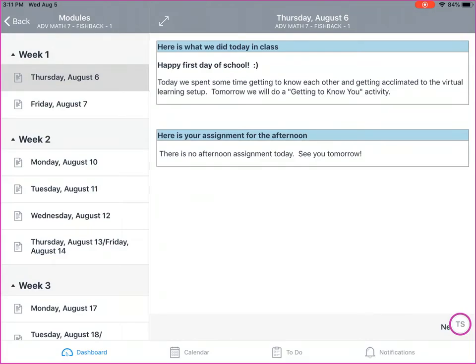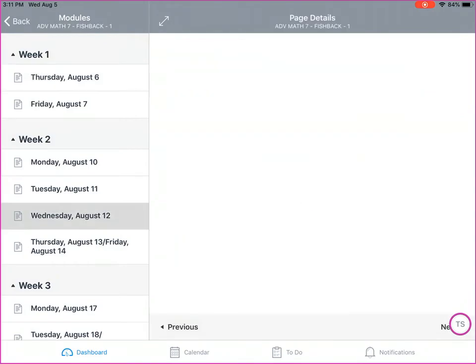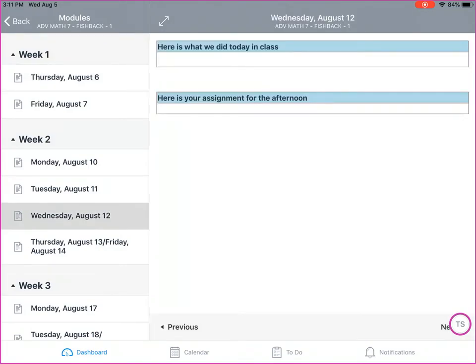So like if I go down and click on one of these other ones, say Wednesday, August 12th, there's nothing there right now, but if there was, this is where you would come to find out what we did in class and what your assignment was. That could be really helpful for you if you missed class one day or if you needed to go back and look at some things one more time.